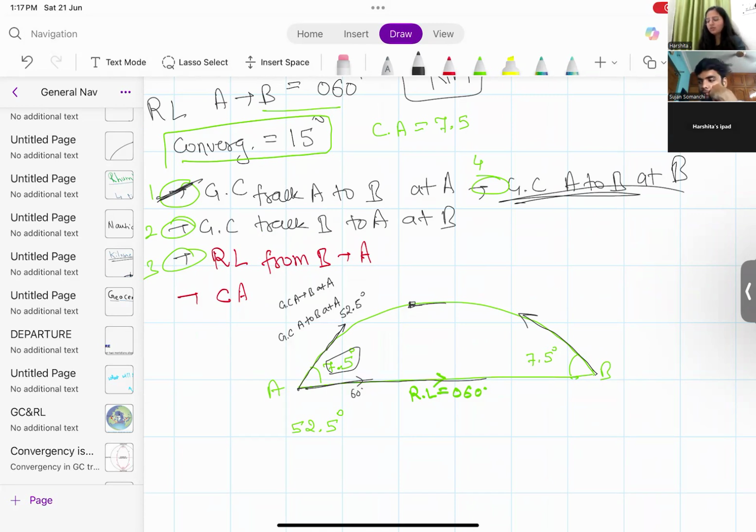Now you have to find question number four: great circle A to B at B. Remember the direction. We are going from A to B. At B, the angle is 7.5, no. Even, I mean, it's the same.